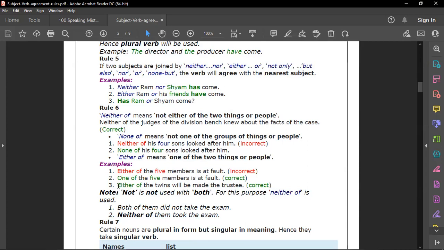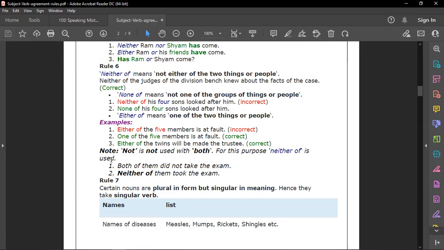Okay, so either of the twins will be made the trustee. Twins here talks about the 2 persons, so that's why it is twins with either. One of will be used for a group of people. So you learned two more things: none of, neither of, and either of, one of.